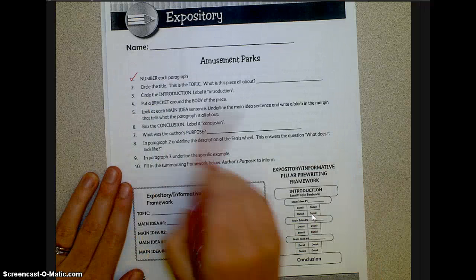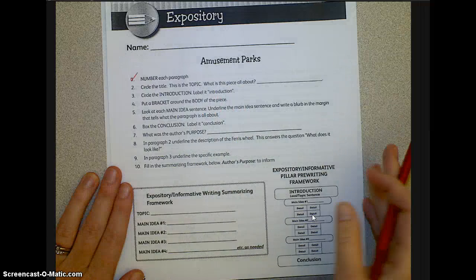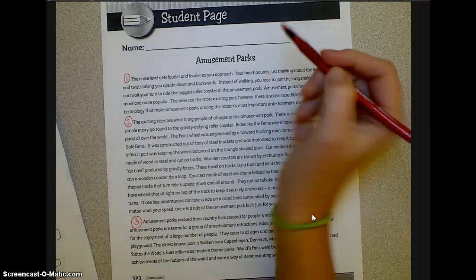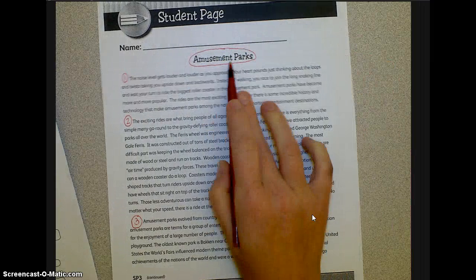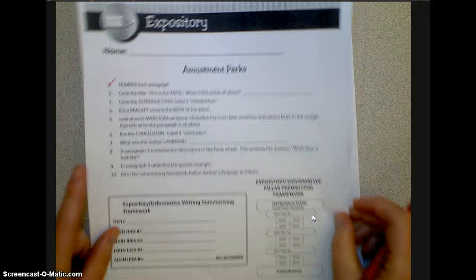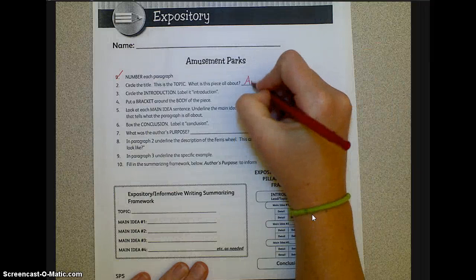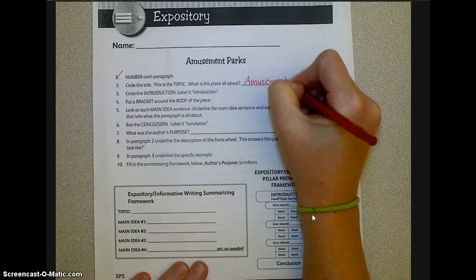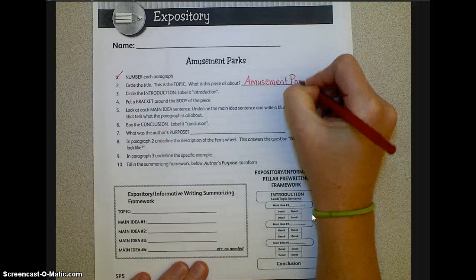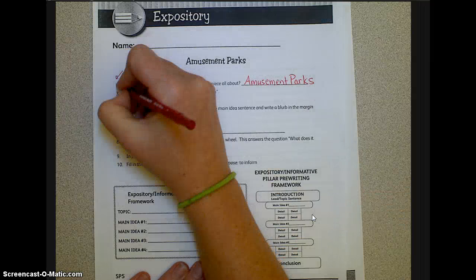Number 2, it says to circle the title. This is the topic. What is this all about? So let me go to it. Here's the title. Circle it. That's my topic. What's it all about? That says amusement parks. So everyone go ahead and write amusement parks. Okay. Check off number 2.